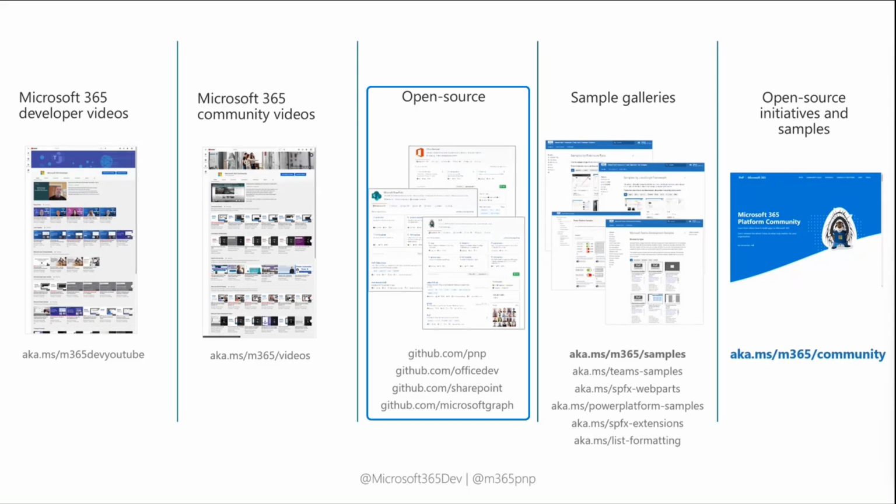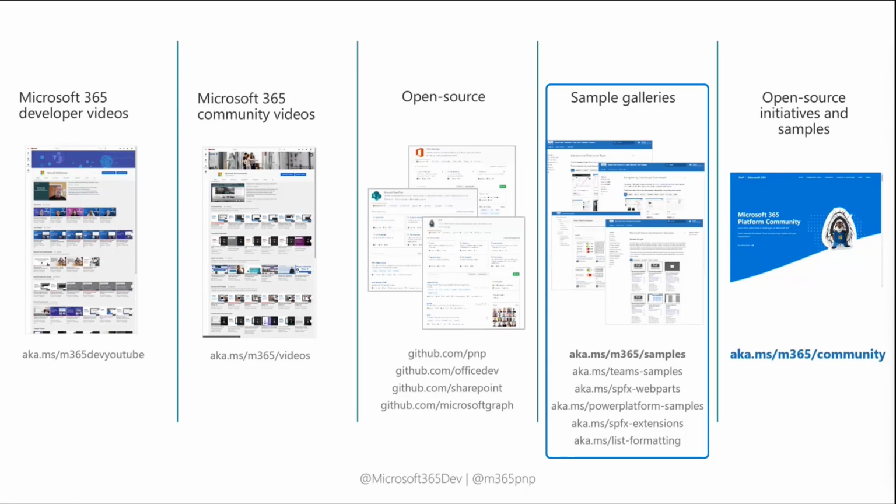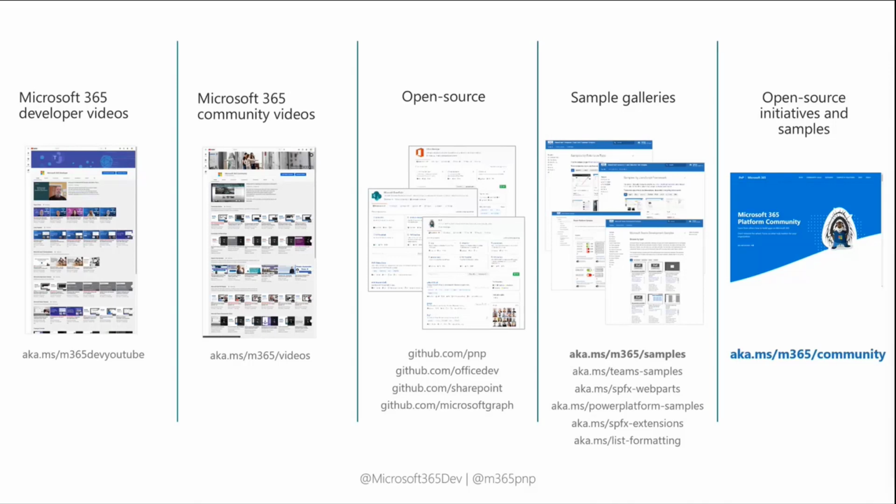We have a lot of open source assets available in GitHub. We also have sample galleries, which will make it easier to find the relevant sample for you. And if you're wondering that there are too many URLs to remember, luckily there's only one, which is aka.ms/m365/community, from where you'll find all of the links to the documentation, SDKs, tools, open source assets, YouTube, blog platform, and many other assets as well.